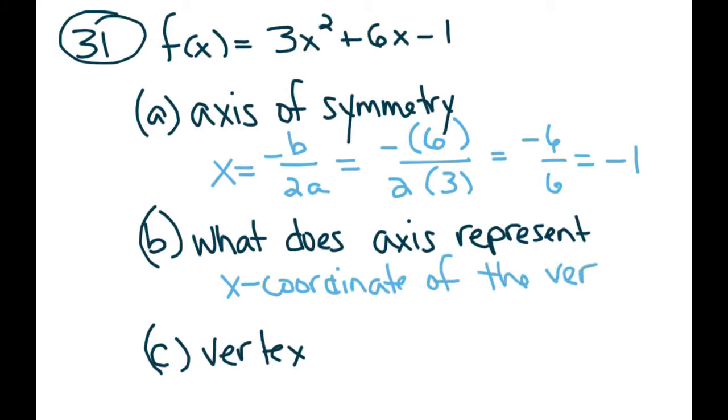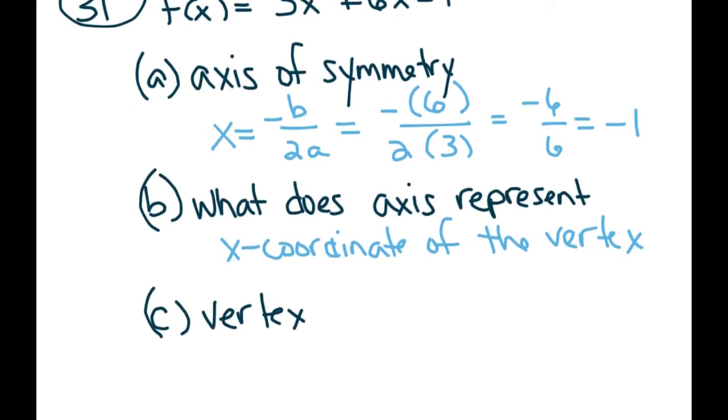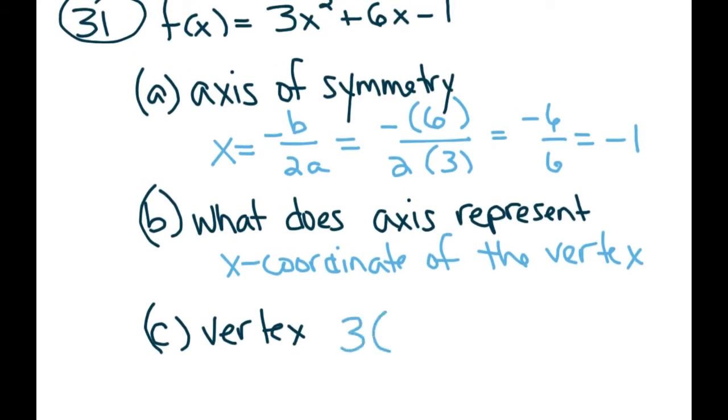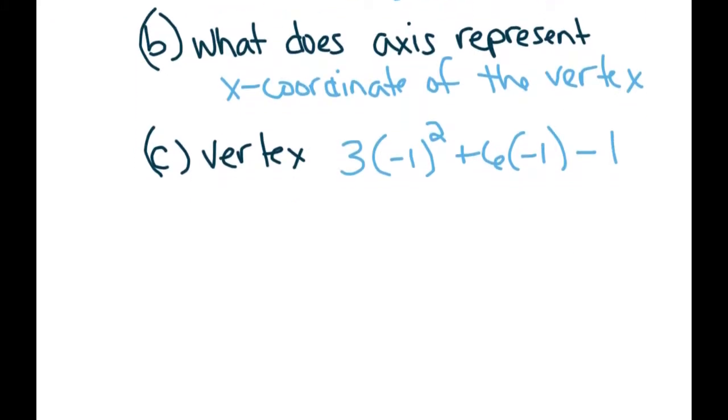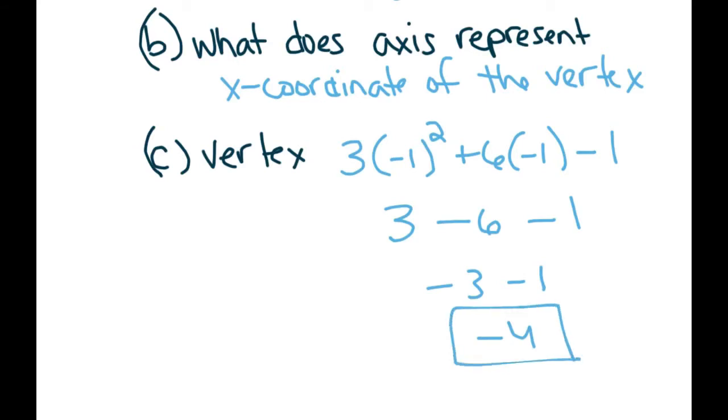So you actually know half the vertex. Well, how do you find the rest of the vertex? You plug the axis of symmetry back in to the equation for x. So we're going to do 3 times negative 1 squared plus 6 times negative 1 minus 1. Which is going to be 3 minus 6 minus 1, which is negative 3 minus 1, which is negative 4, although you're just going to plug it in your calculator and get the right answer. So I shouldn't have boxed that because the vertex is at negative 1 comma negative 4.